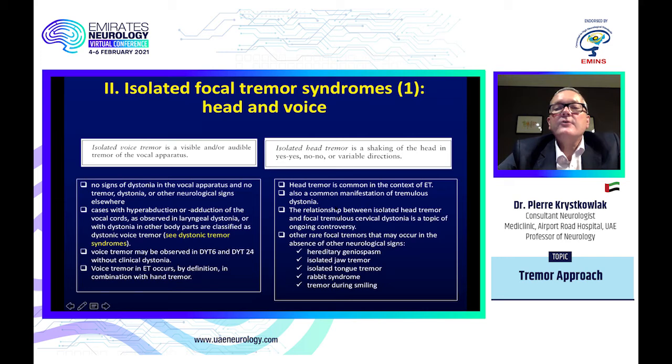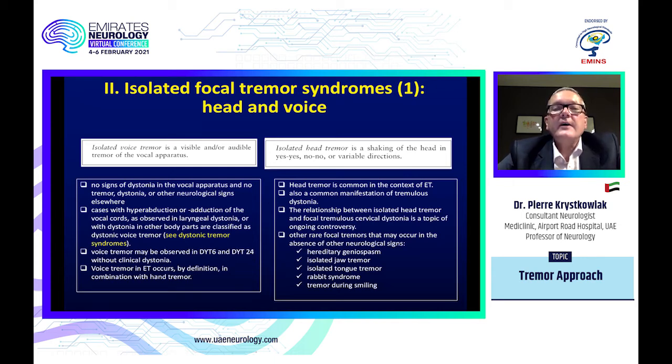Regarding isolated head tremor, this is a shaking of the head with a yes-yes, a no-no, or a variable pattern of head movements. It's very common in the context of essential tremor. It's also a very common manifestation of tremulous dystonia, and the relationship between isolated head tremor and focal tremulous cervical dystonia is still a topic of ongoing controversy.